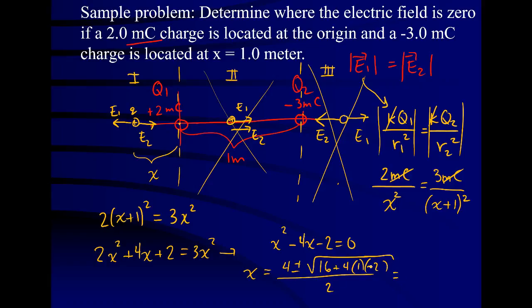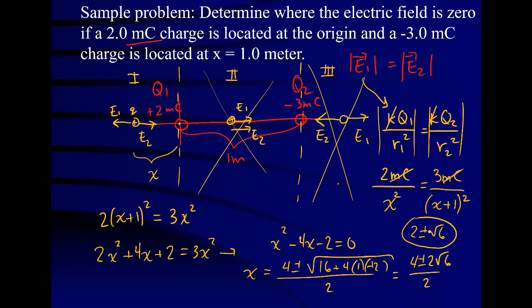So let's do a little bit of math. That's going to give us 24 in there, so it's going to be the square root of 24. Probably the easiest way is going to be 4 plus or minus 2 root 6 over 2. So we simplify that and we get 2 plus or minus root 6 as the position of x.